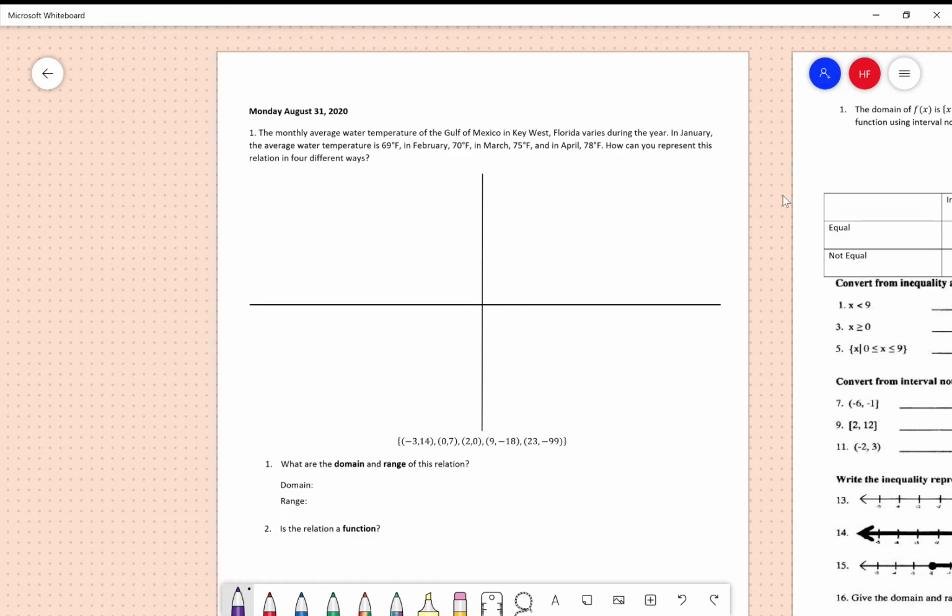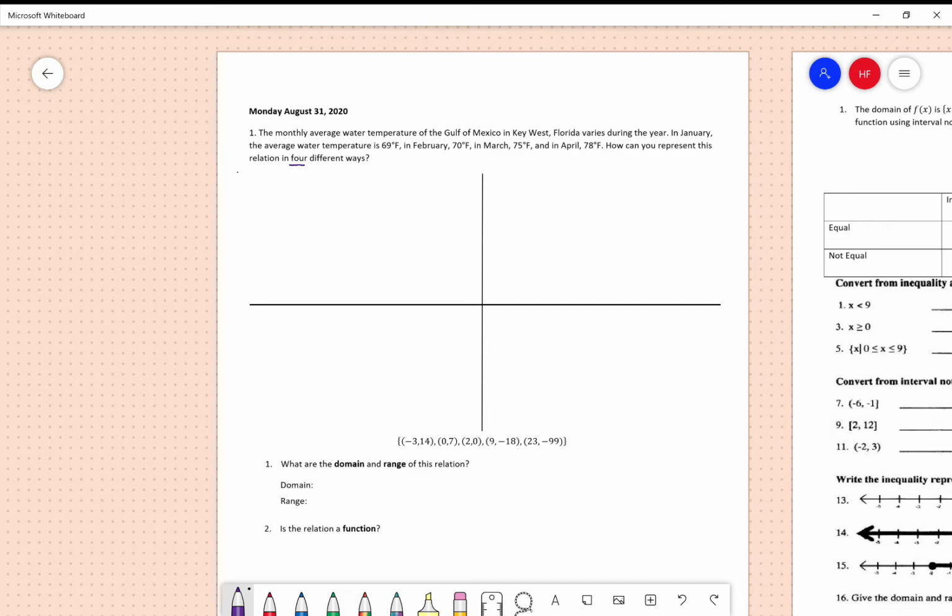So the first problem says the monthly average water temperature of the Gulf of Mexico at Key West, Florida varies during the year. In January, the average water temperature is 69 degrees Fahrenheit. In February, it's 70 degrees Fahrenheit. In March, 75 degrees Fahrenheit. And in April, 78 degrees Fahrenheit. So how can we represent this relation in 4 different ways?